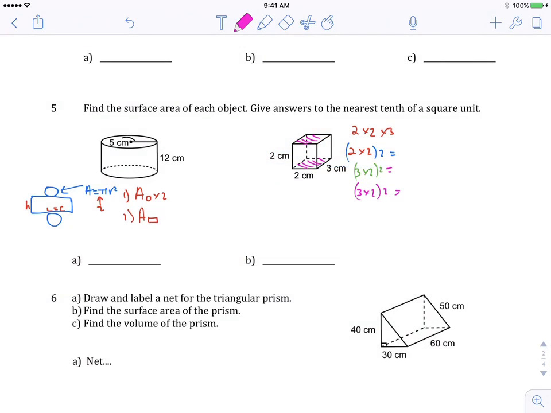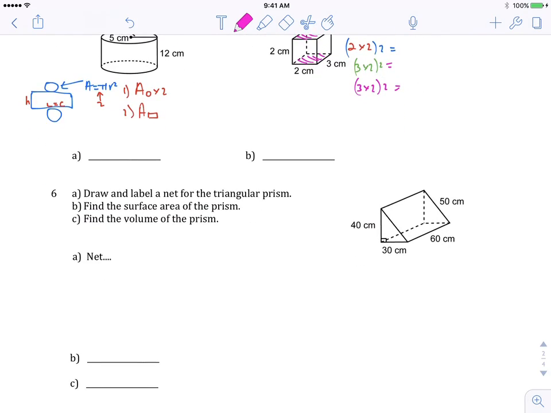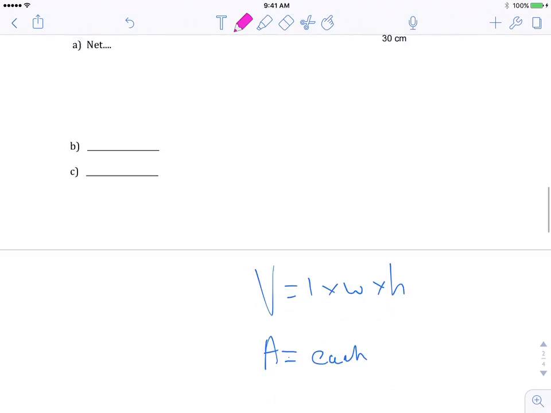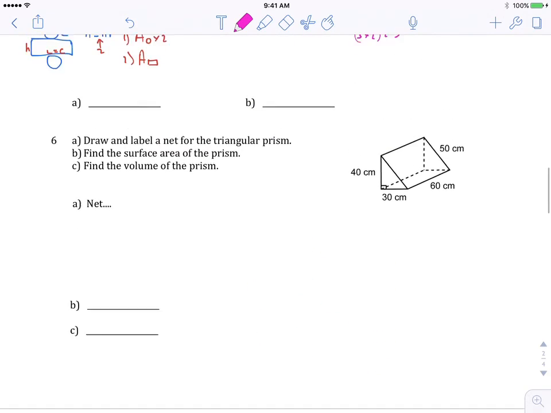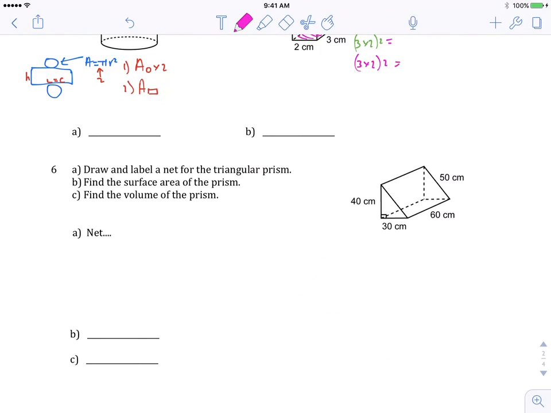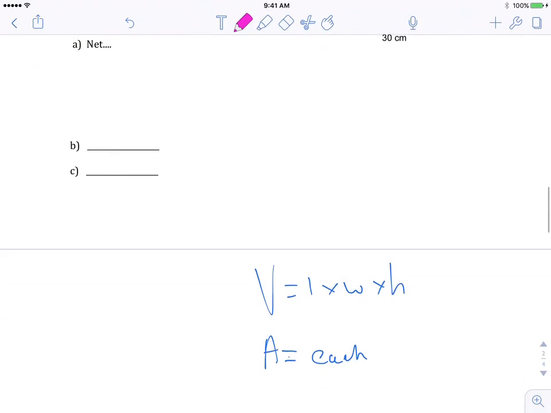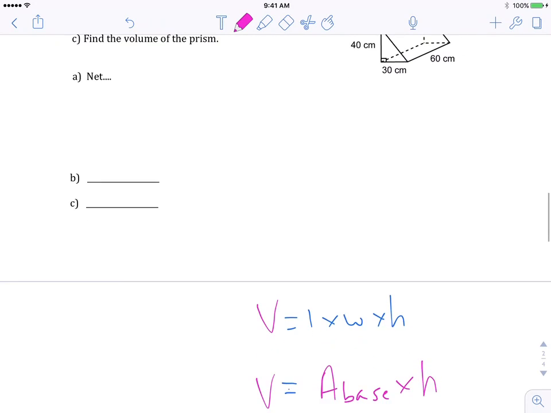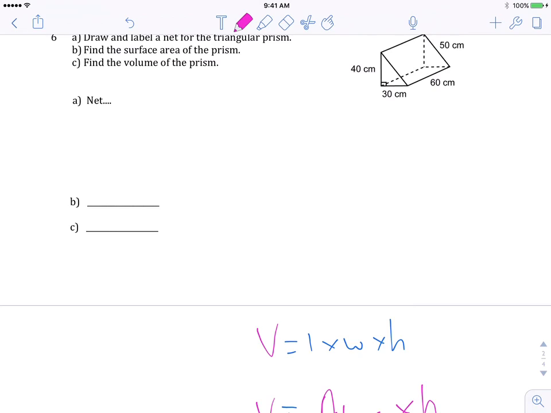All right. Draw and label a net for the triangular prism. Find the surface area. The volume of a prism is area of the base times height. The volume is also known as length times width times height, but that does not work with this triangular prism.